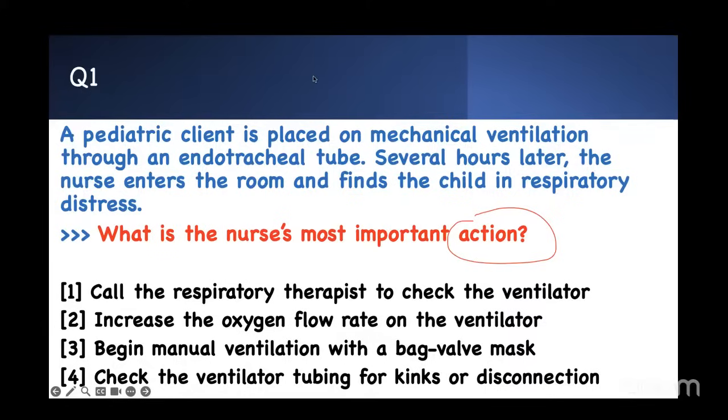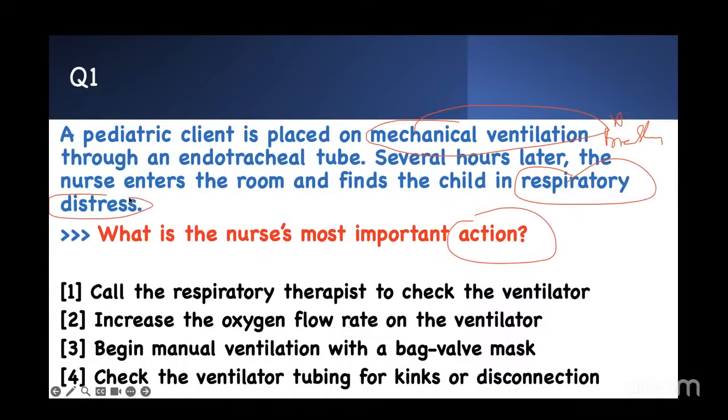A pediatric client is placed on a mechanical ventilator. Why? Because the kid probably is not breathing. So we're breathing for the patient. That's the key. Mechanical ventilator means I'm breathing for you. You can do your breathing through an endotracheal tube. Several hours later, the nurse enters the room and finds the client in respiratory distress. What is the next most important action?